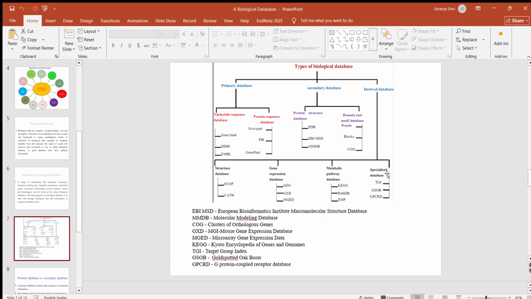In specialized databases, we will see TGI, which indicates Target Gene Index, GSOB, which means Gold Spotted Wax Borer Database, and GPCRD, which means G Protein Coupled Receptor Database. These are the databases which come under biological databases. If you want any kind of information related to humans or mice, you can easily take it.